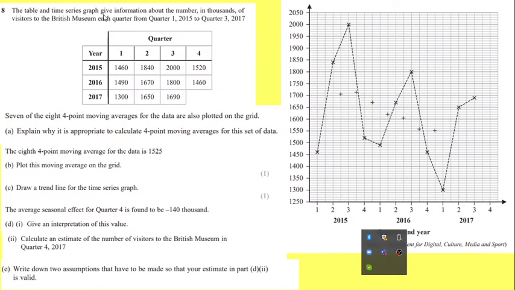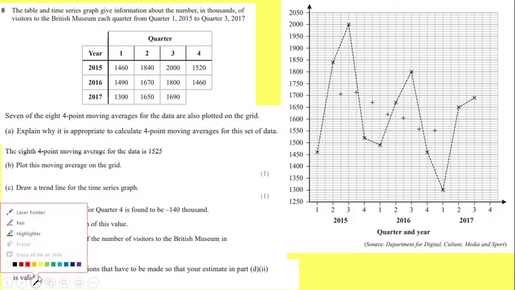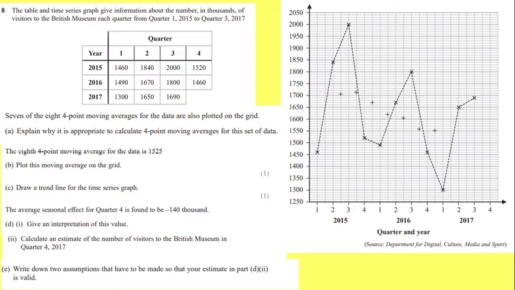The table of the time series graph gives information about the number, in thousands, of visitors to the British Museum each quarter from 2015 to 2017. Explain why it's appropriate to calculate a 4-point moving average for this set of data.